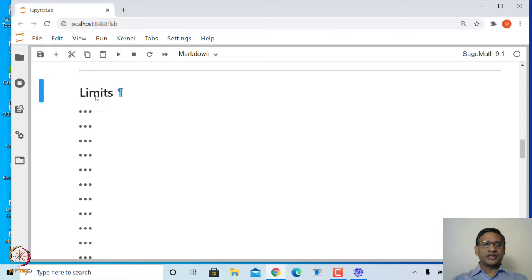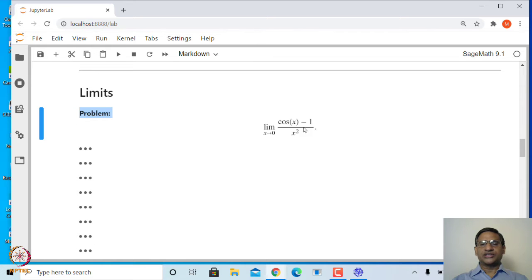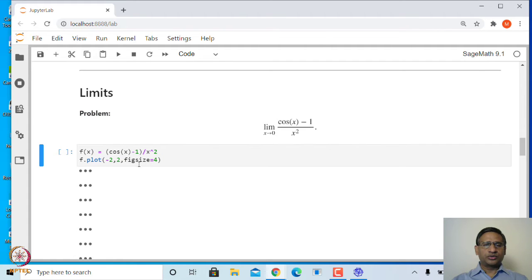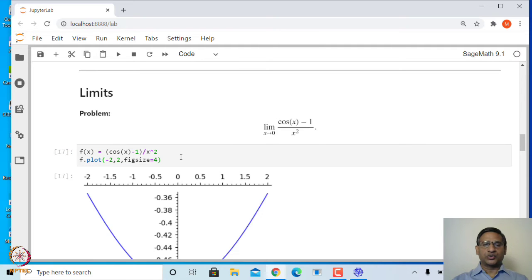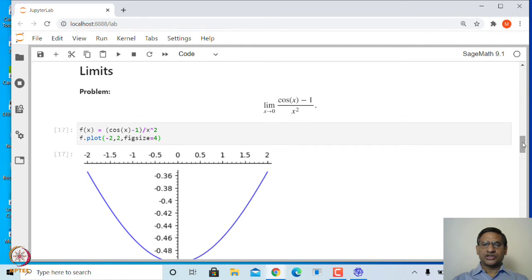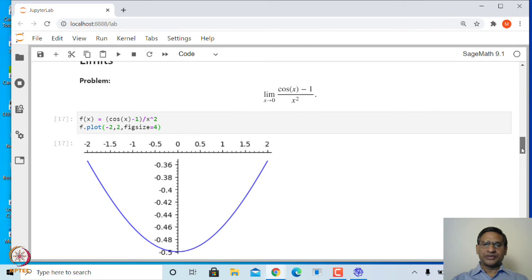So, first let us say we want to find out what is limit of cos of x minus 1 divided by x square. So, what do we do? First we define this function f x, and I have said earlier x is by default a variable in Sage. And then let us plot its graph between minus 2 and 2. The denominator is x square, which is 0 when x goes to 0, and that is where, if at all, the limit has a problem, it will be at 0.